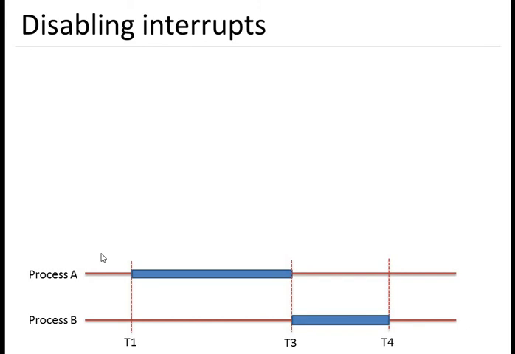Okay, the first one is disabling interrupts. So you can see over here in this diagram, there is process A, process B, and T1, T3 and T4, which is the timeline. And this dark blue bar is your critical region. That means it is the portion which is shared. Process A is accessing the shared resource, so it represents that. So this solution provides mutual exclusion with busy waiting.